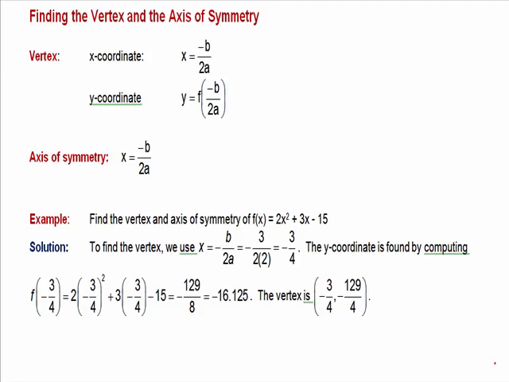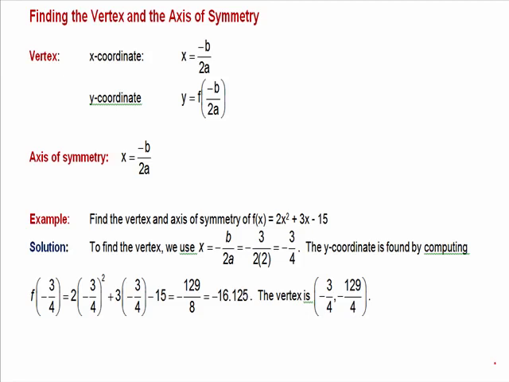Some of you may have learned a formula for the y-coordinate of the vertex, and it's a rather lengthy formula. I prefer not to use that formula. If I want to get the y-coordinate, all I need to do is substitute the x-coordinate, that negative b over 2a, into the function, and what I get as the output is the y. That seems to be a whole lot easier than trying to remember a second formula. Again, the axis of symmetry is the same formula as finding the x-coordinate of the vertex. The axis of symmetry is x equals negative b over 2a.